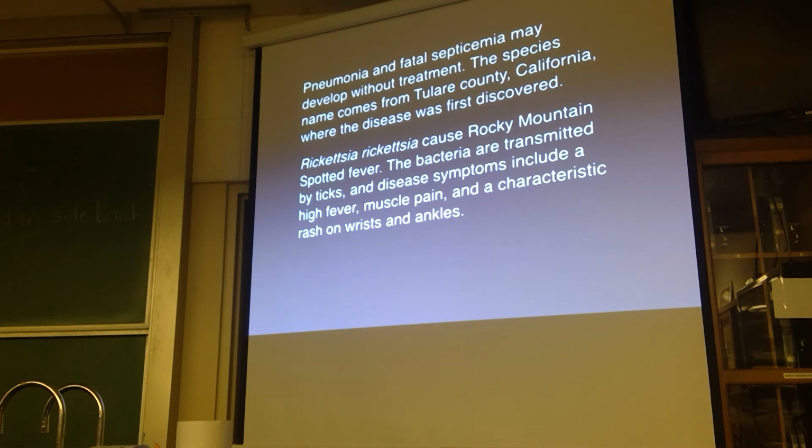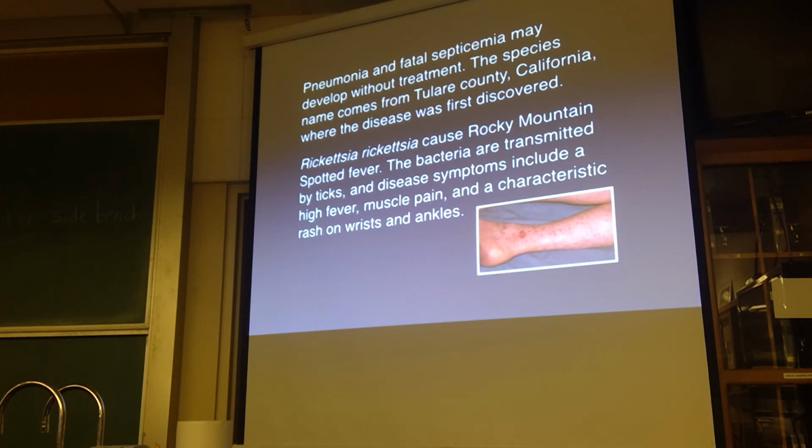Another match, and we did have this one also, was Rocky Mountain Spotted Fever, a match with Rickettsia rickettsii. So these are, again, transmitted by ticks. I believe Dermacentor andersoni is the vector for Rocky Mountain Spotted Fever. Disease symptoms include a high fever and muscle pain, but there's a characteristic rash around the wrists and ankles. So if you have been in an area where there are ticks and been bitten by a tick, you start developing this rash, and you know it doesn't have to do with your socks being too tight, it could be Rocky Mountain Spotted Fever.